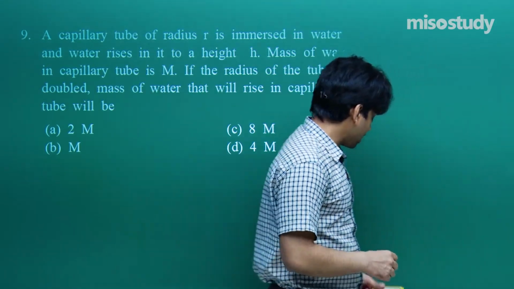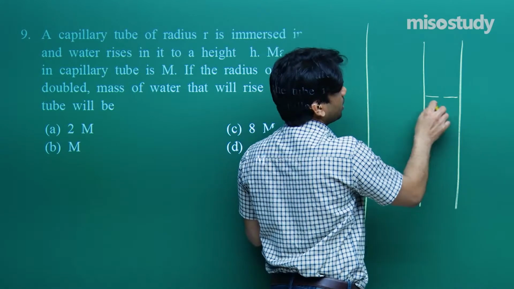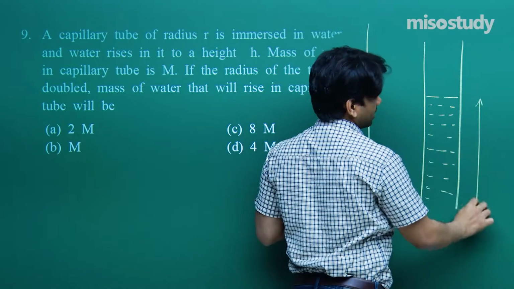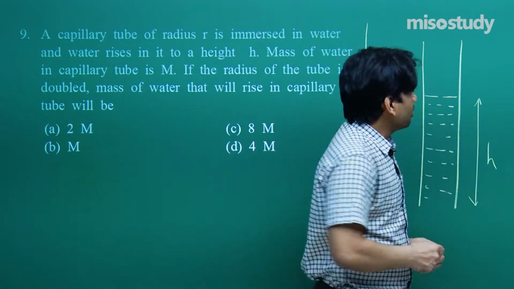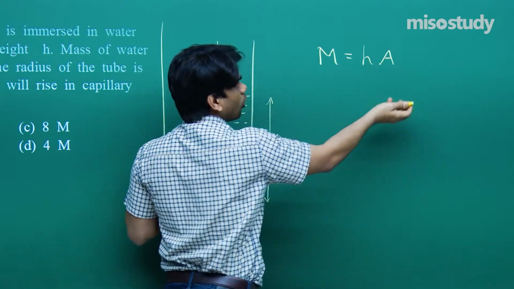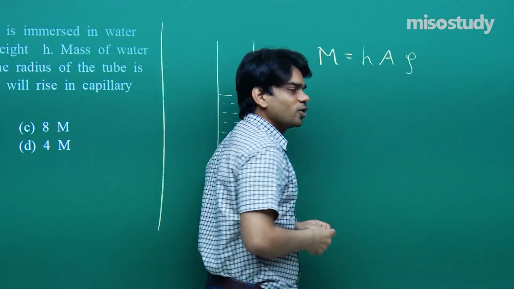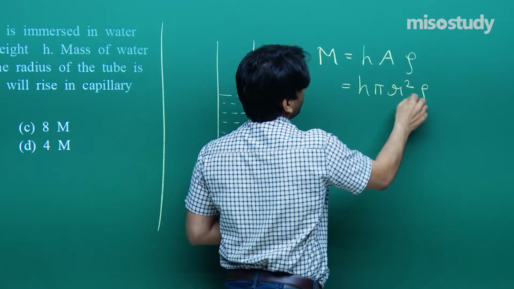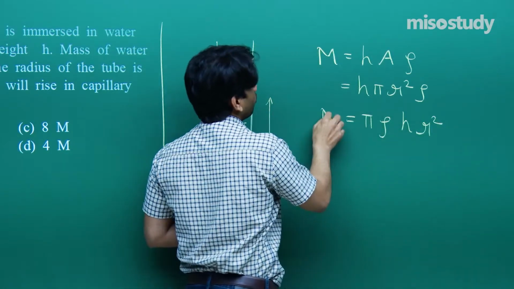Now see that in a capillary tube, if I draw a capillary tube in this way, and let's say water has risen up till this level. This is what is given. Let us say this is height h. I have only drawn the capillary tube, I have not drawn the vessel in which it is kept. The mass is equal to height into area, that will be volume, and then you have density, so you can do it in this way. Area can be written as pi r square, not a problem. So if I take pi rho h into r square, this will be the value of mass.